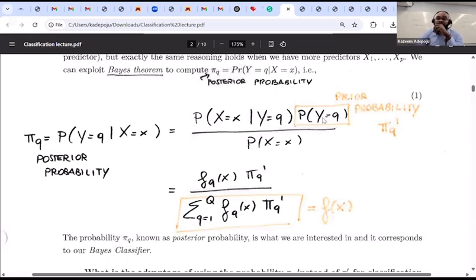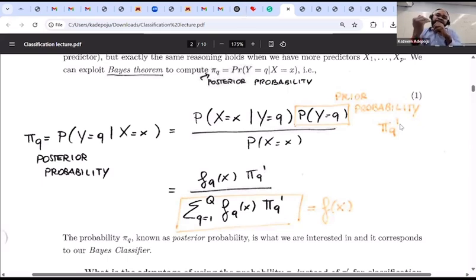So the P of y equal to q, I call that pi q prime, and this guy is a density function. Then you're going to see that the numerator here, the denominator is just the sum of the numerator. Now, everything here is what I'm going to call pi q. Pi q is for posterior, and pi q prime is for prior.